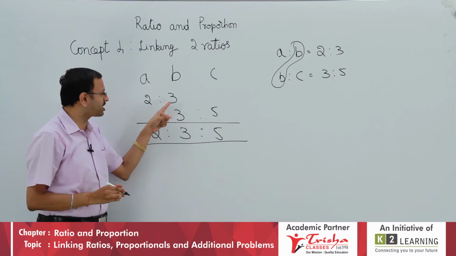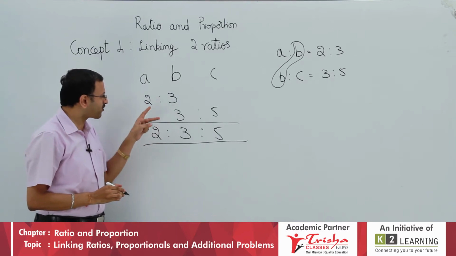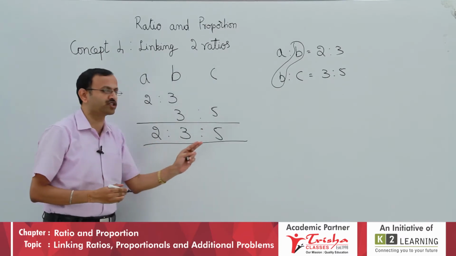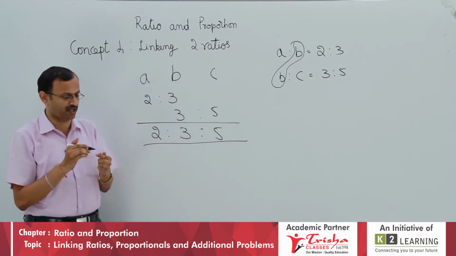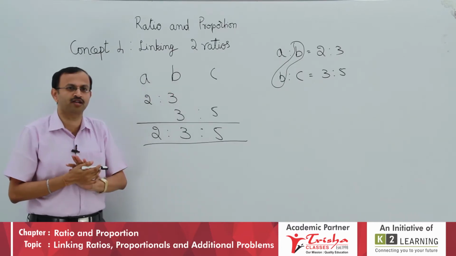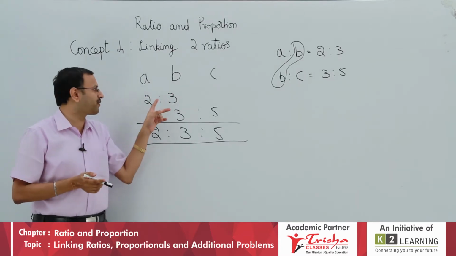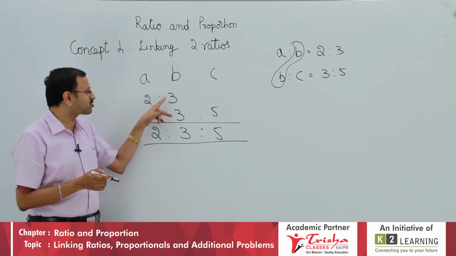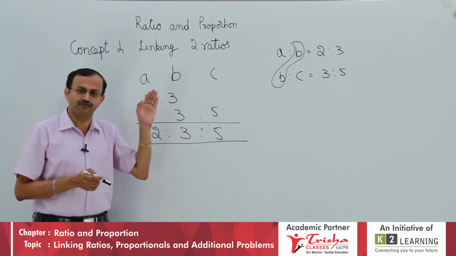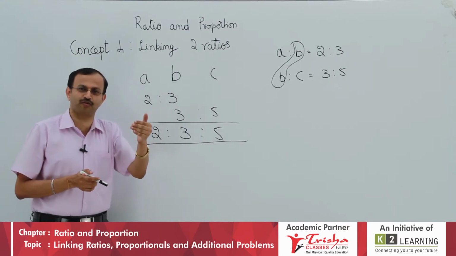Is the number common here? Yes, both are the same. Therefore, instead of writing 2 to 3 and 3 to 5 separately, the common ratio is 2 is to 3 is to 5. Students, do you think there will be a common number every time? No, it need not be. What if these two numbers are different? If it is 2 is to 3 and 5 is to 7, and these two are different, we will go for the next problem to solve it.